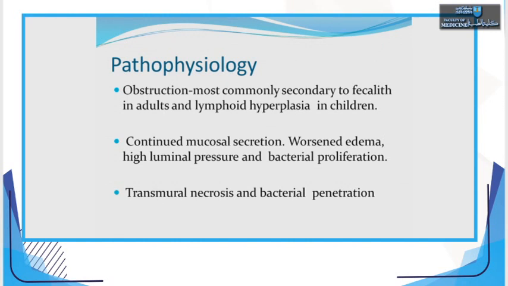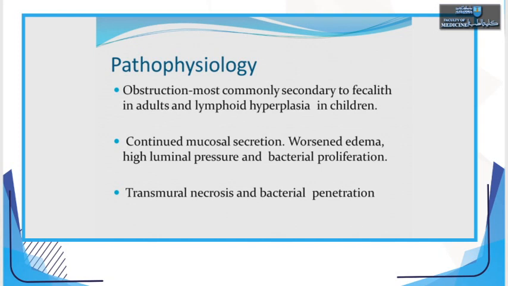Now we come to the pathophysiology. The process starts with obstruction of the lumen of the appendage. This obstruction is most commonly secondary to a fecalith in adults, and in children the obstruction occurs because of lymphoid hyperplasia.